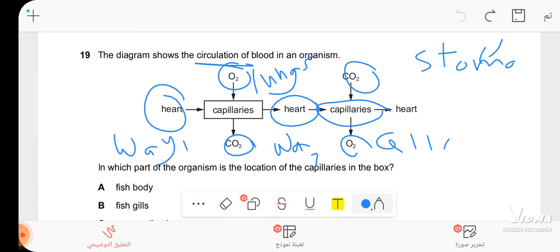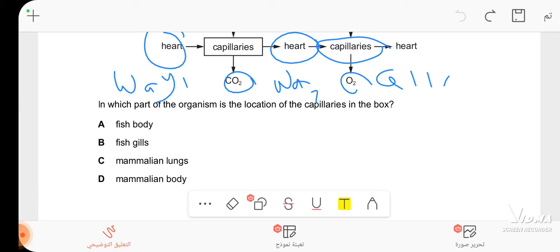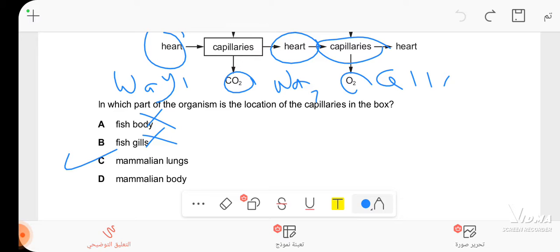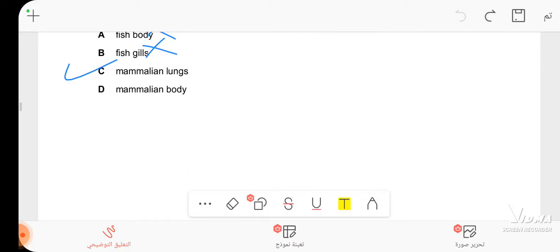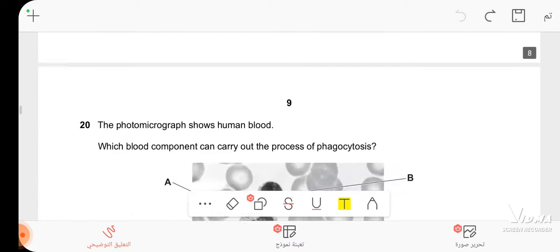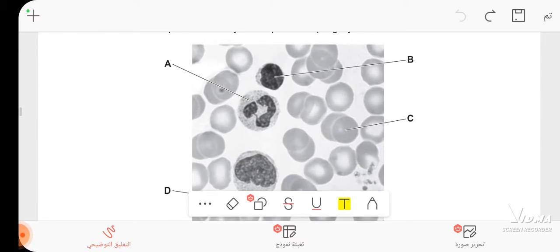So this is double circulation, and double circulation occurs in fish. No, fish single circulation. No, mammalian lungs. This process occurs at mammalian lungs. The exchange of gases. Yes.